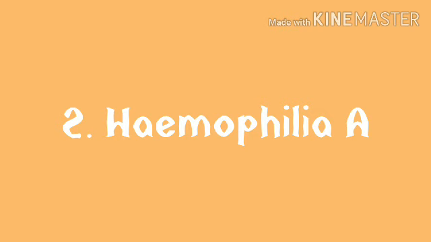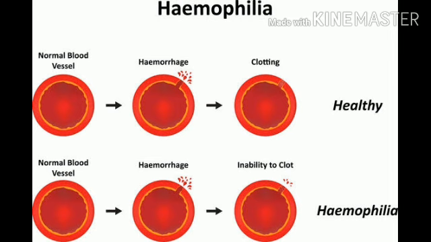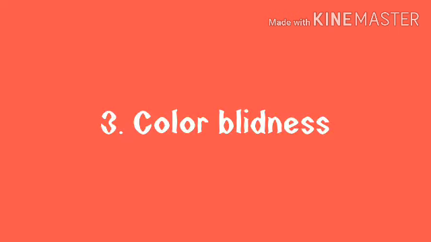Next, we are discussing hemophilia A. It is due to the deficiency of factor 8 in blood. The incidence is reported as 1 in 5,000 to 10,000. Some clinical features of hemophilia A: increased or prolonged bleeding and hemorrhage in joints and muscles. Then the intracranial bleedings.